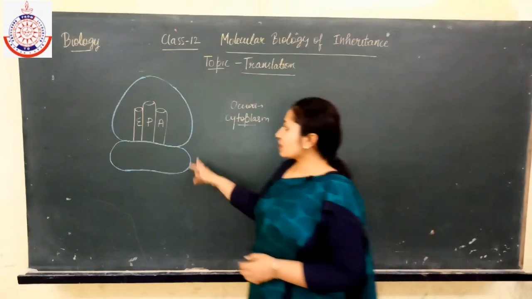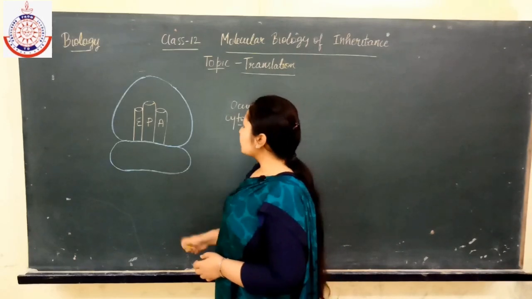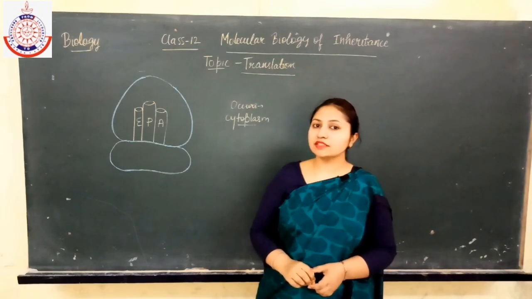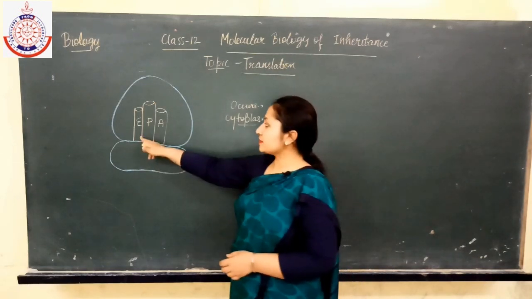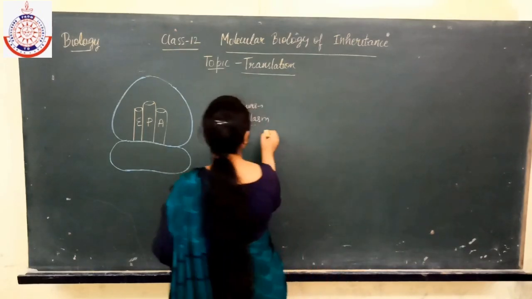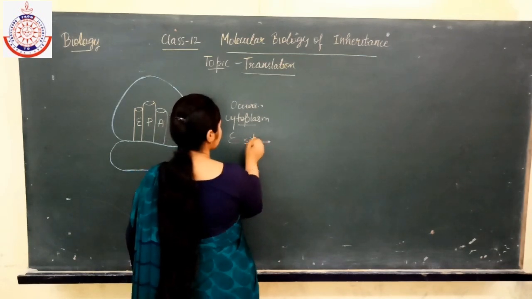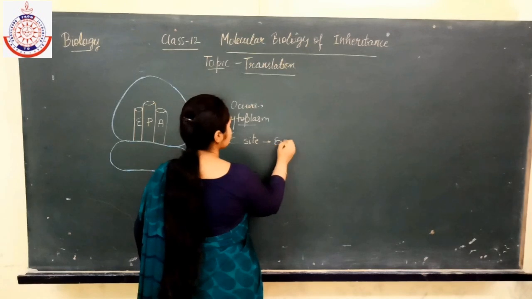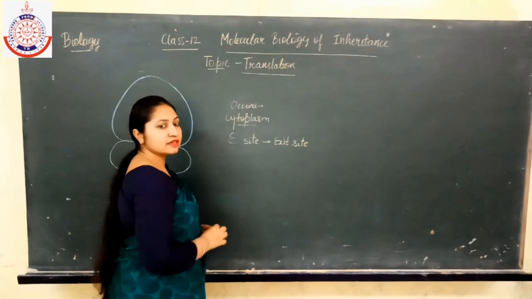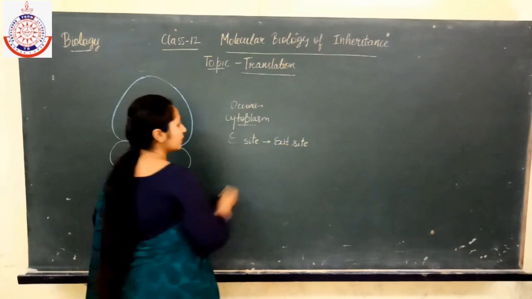Okay, and this is the structure of the ribosome, having the small subunit and the large subunit, and it has three sites. The first is the E site, and it is known as the exit site. Okay, means from here the uncharged tRNA will be released.